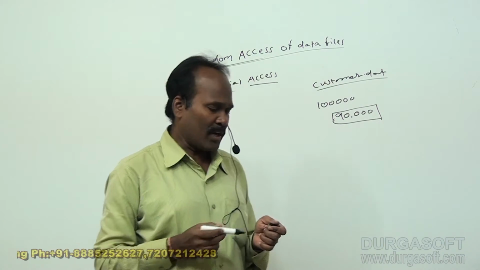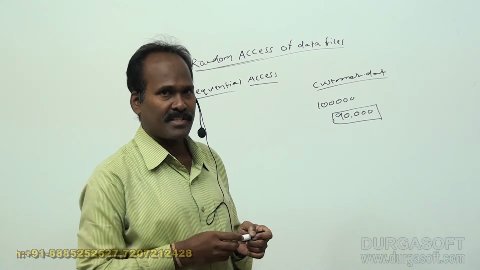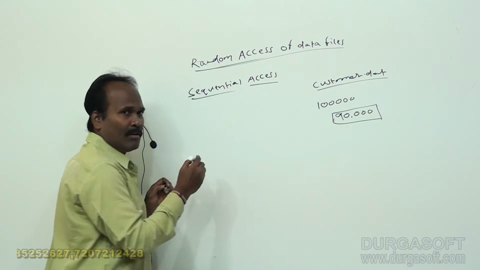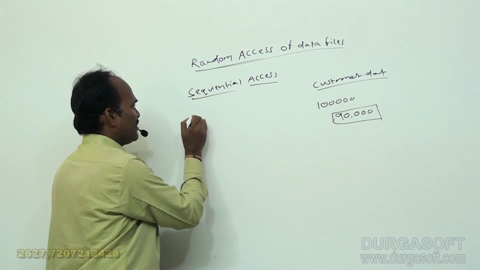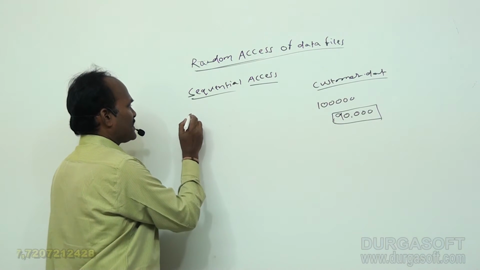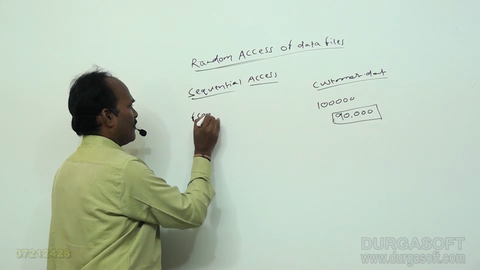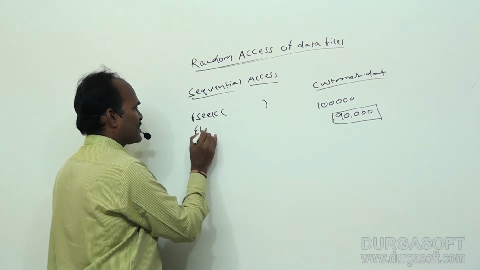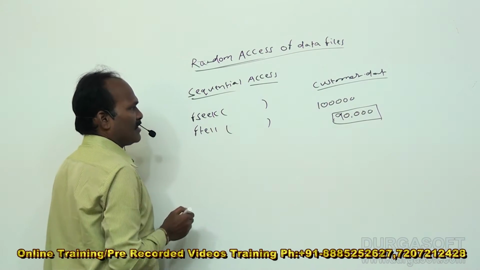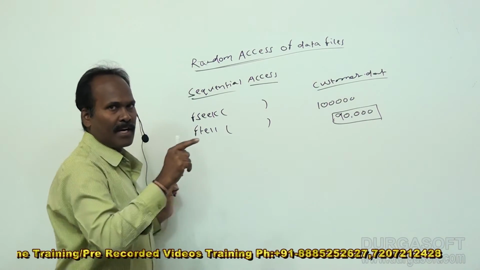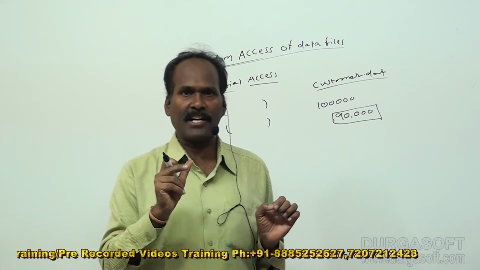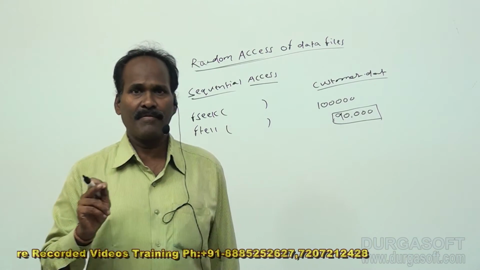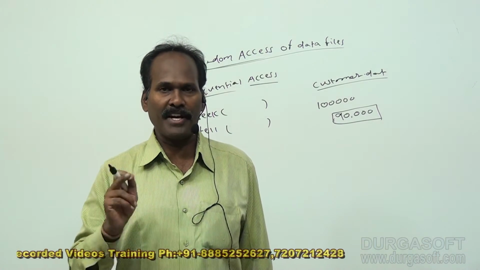So how to perform random access? In the random access method, we have two functions. One is the fseek function, and the next is the ftell function. The fseek function is to locate the pointer onto a particular character or particular record, and the ftell function is going to give the location of the file pointer, where it is located.